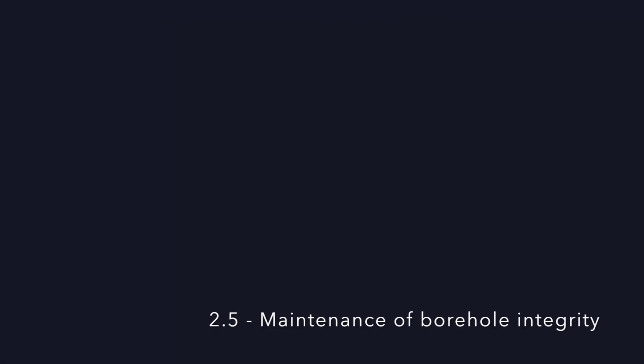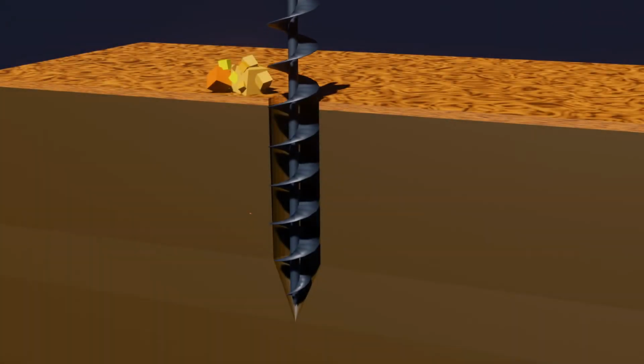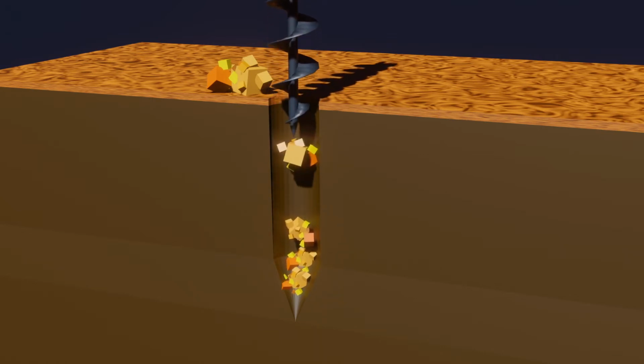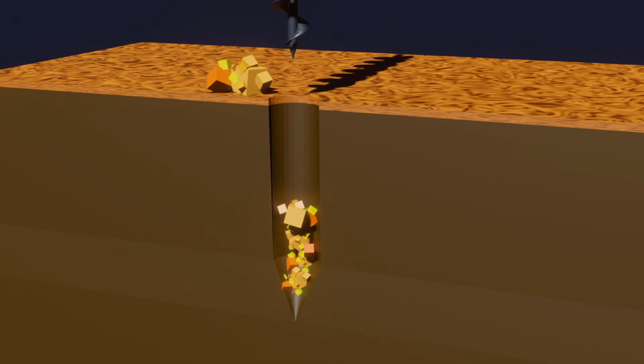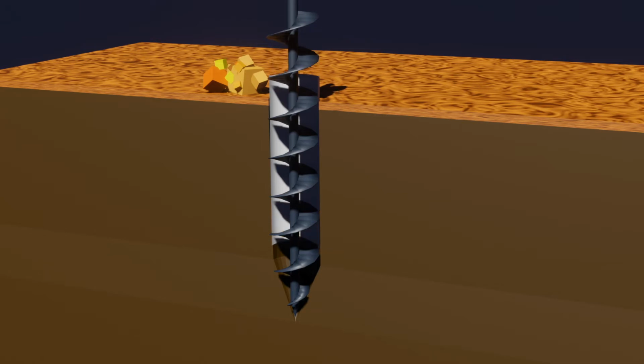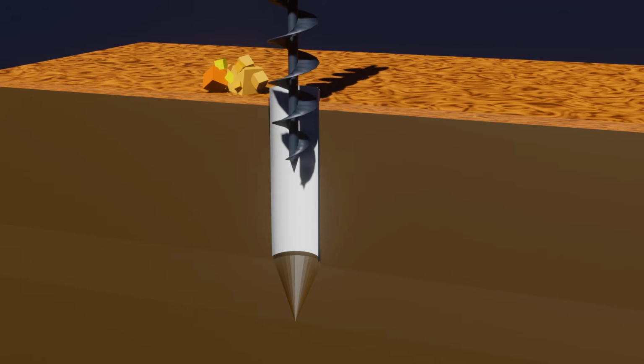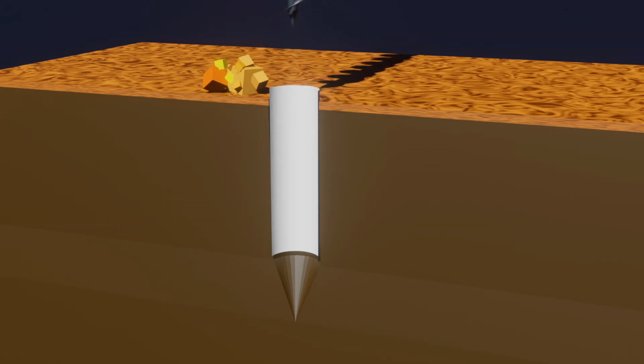Borehole integrity deals with the problem of keeping the drilled hole from collapsing in on itself. This is especially critical in sandy sediments. To maintain the integrity of the borehole, one method is to install some kind of piping along the walls of the hole. These pipes are usually made out of metal or plastic and are also called casing.